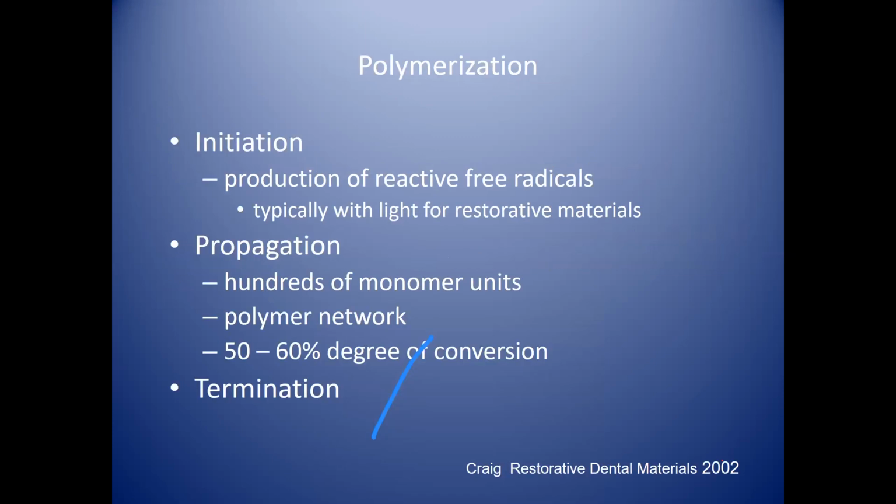Polymerization, we know the steps of polymerization: initiation, propagation, and termination. Initiation is the production of reactive free radicals, typically with light or restorative materials. Propagation is where hundreds of monomer units polymerize to form a network mesh. 50 to 60% degree of conversion happens in this stage. And termination is where the unreacted material is trapped in this network and it forms one solid mesh.